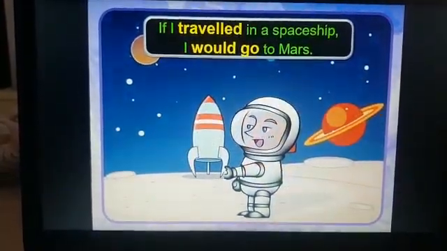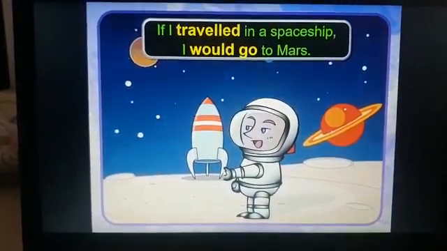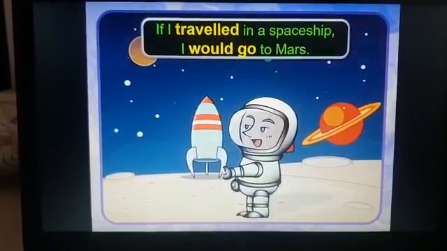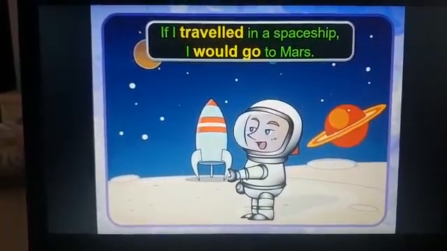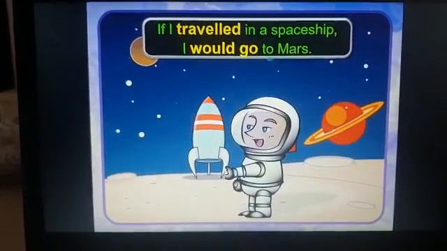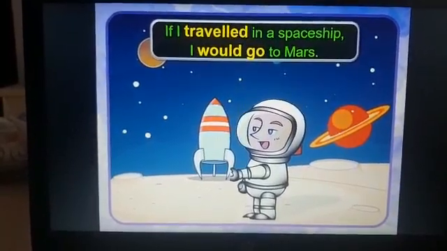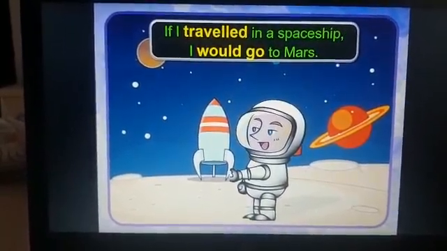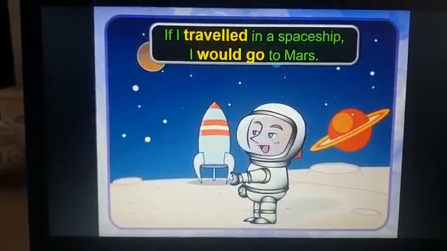If I traveled in a spaceship, I would go to Mars. It's not likely for us to travel in a spaceship, right? So, we use second conditional. Si yo viajara en una nave espacial, yo iría a Marte, pero como no lo vas a hacer, por lo tanto, se utiliza el segundo condicional. Because they refer to imaginary situations, unrealistic to happen, right?